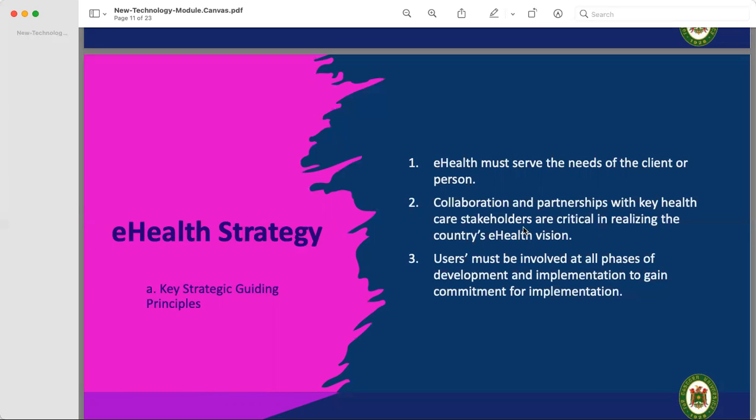Now, on e-health strategy, it was recommended that e-health must serve the needs of the client or person. So it has to be client-centered, person-centered, and collaboration and partnership with key healthcare stakeholders are critical in realizing the country's e-health vision. Also, users must be involved at all phases of development and implementation to gain commitment for this. And I hope, as you future nurses continue to learn about the use of technology in healthcare, you would be able to contribute to these strategies in the future.